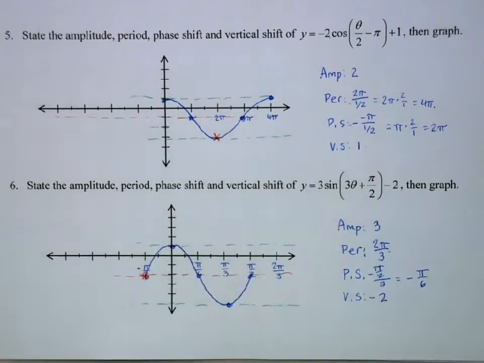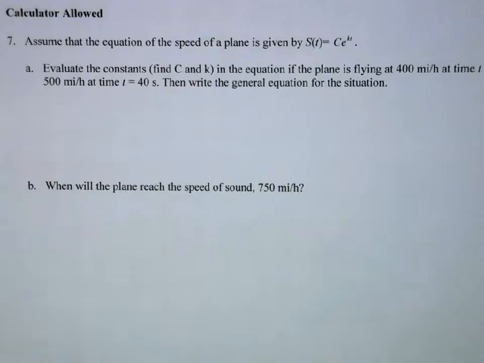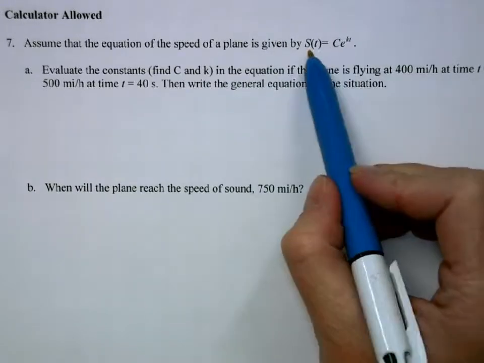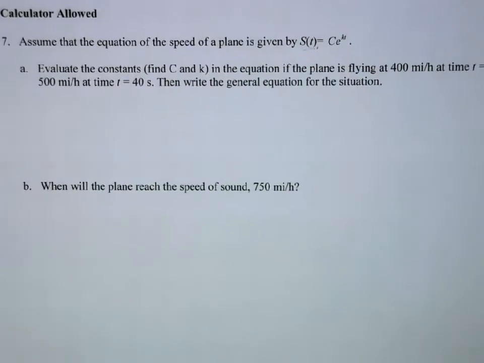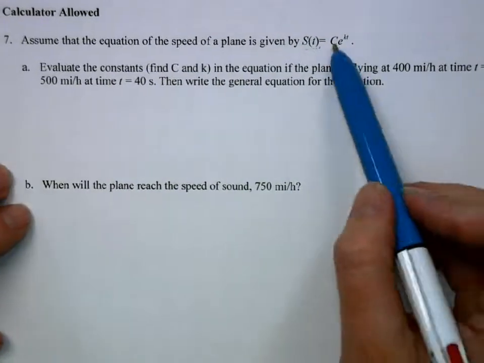Okay, your free response question that you get a calculator for is an exponential function problem. So assume that the speed of a plane is given by s of t equals c e to the kt. And this is just function notation, you're not multiplying. So evaluate the constants, find c and k in the equation if the plane is flying at 400 miles an hour at time 0 and 500 miles an hour at time 40. So my c is going to be 400. It's always our initial value.